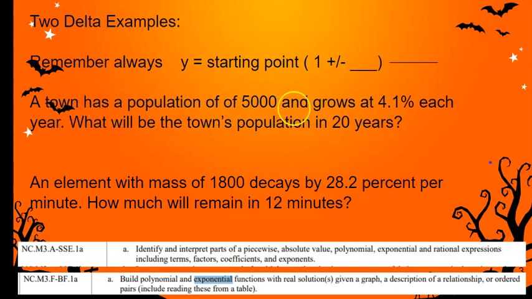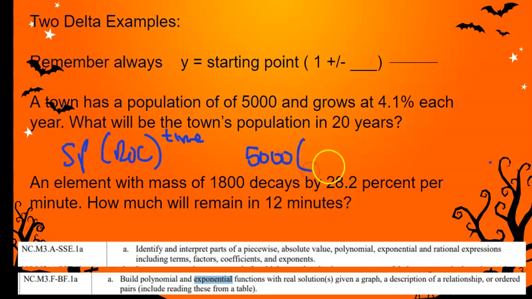Town has a population of 5,000 and grows at 4.1% each year. What will be the town's population in 20 years? So we're actually going to do the calculation. You need, as always, starting point, rate of change, and time. Finish strong with me. Participate. What's the starting point? 5,000.